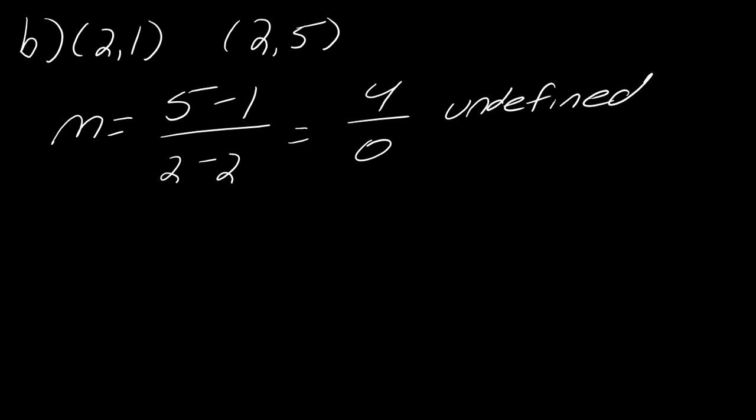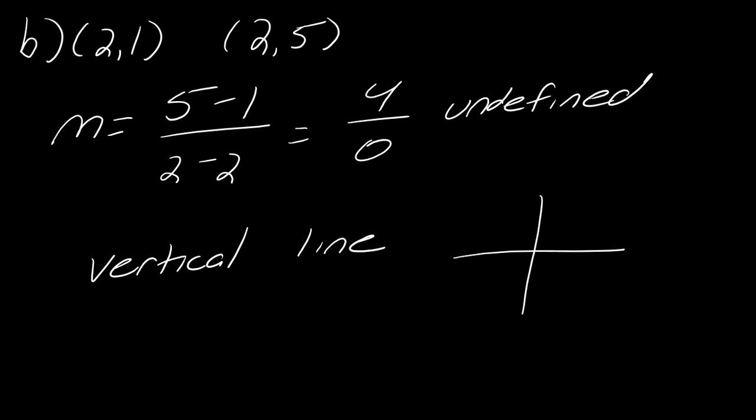And so what this means then is that even though there's a rise, there is no run. So this equation is just going to go up forever. And so this would be a vertical line.